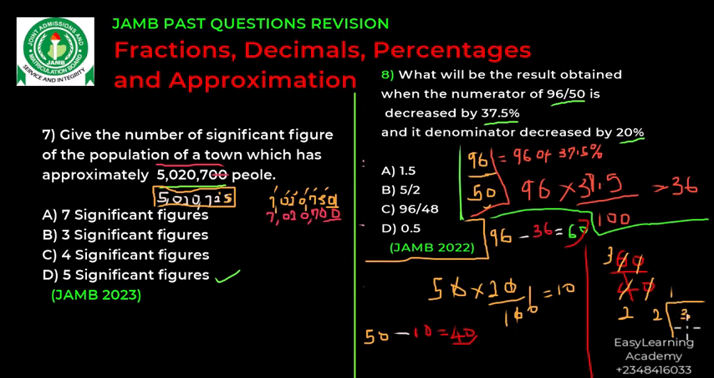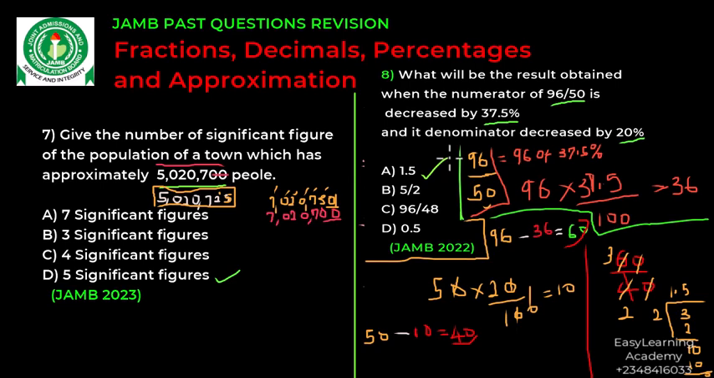1 times 2 is 2. Subtracted, it is 1 here. 2 comes into this one, cannot. We fix a point. Add 0 to it. 2 comes into this 10, it's 5 times. 5 times 2 is 10, and then 10 minus 10, of course, it's 0. So we have 1.5. Let's check our options. Here we have A as 1.5. So this is the correct answer.